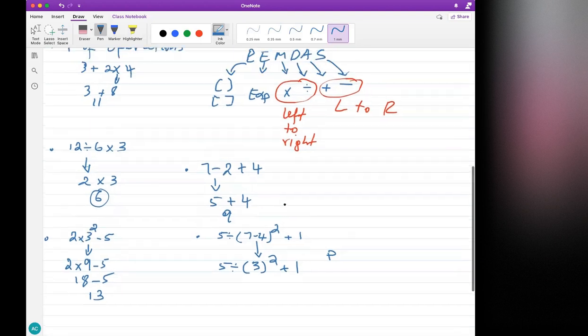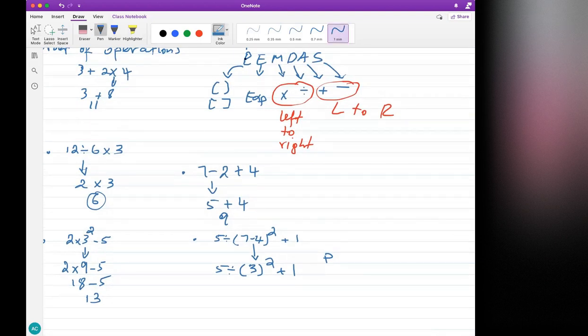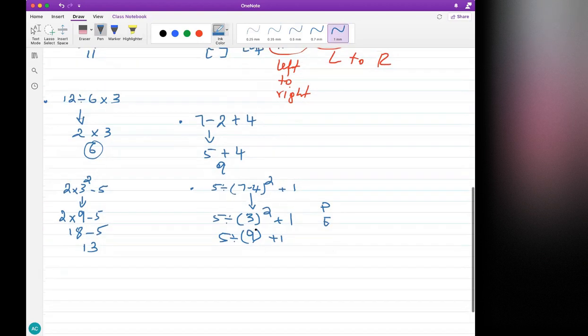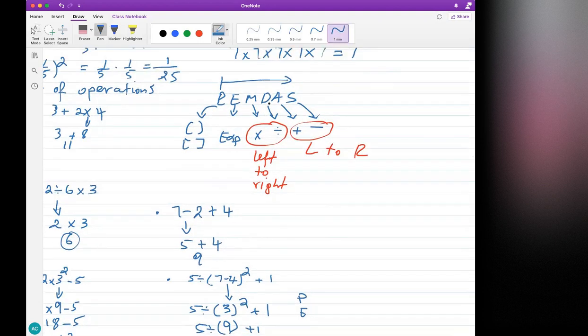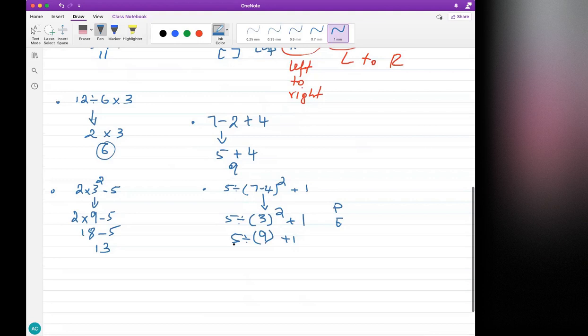What comes after the parentheses? Exponents. Exactly, so exponents here. So that's 3 to the second, which is 9. Again, everything else should stay the same for now. So we did the exponent. After the exponent, we have division, addition, as you can see here. Division comes before addition. So we're going to do that first.